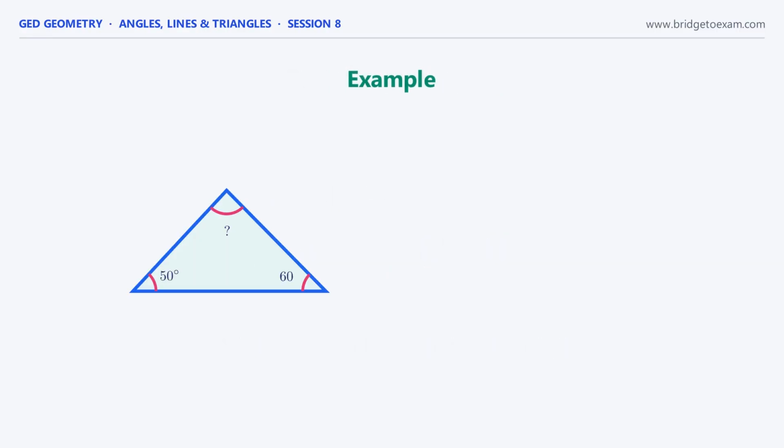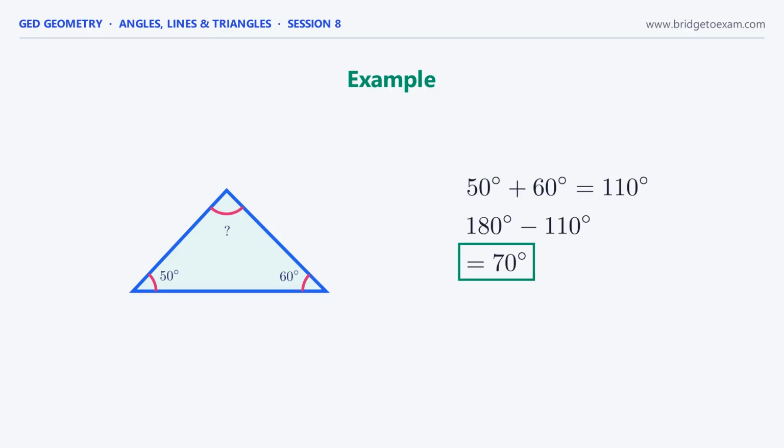Let's try it. A triangle has angles of 50 degrees and 60 degrees, and we want the third. First, add the two we know. 50 plus 60 is 110. Then subtract from the total. 180 minus 110 leaves 70 degrees. So the third angle is 70. And to check, 50 plus 60 plus 70 is 180.